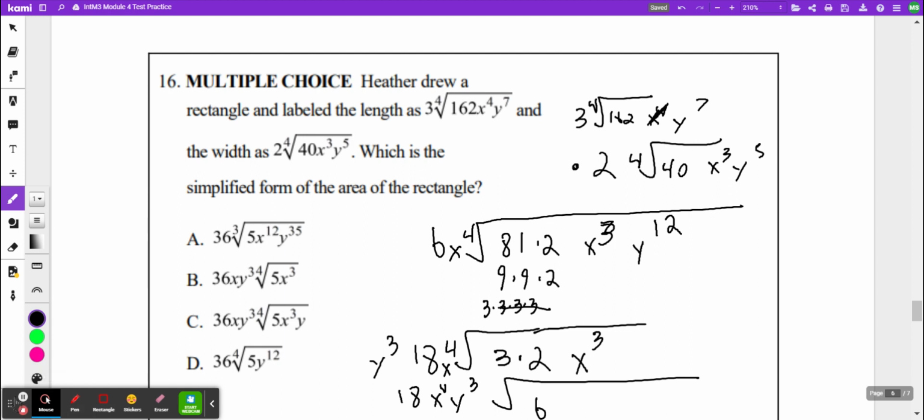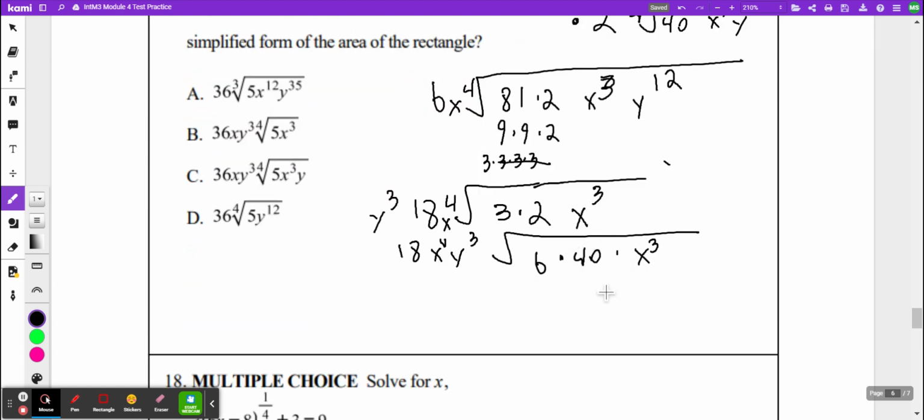All right, let's see where I made a little mistake. Oh, yeah, we're still missing the 40 right here, times 40 times x cubed. Well, if I look at this, 40 is really 4 times 10. So I could simplify this more and say, all right, I have 2 times 3 times 4 times 10. Well, I can pull out a 2. So now I'm at 36. And then this is 2 times 5. Well, I could pull out this 2 right here.